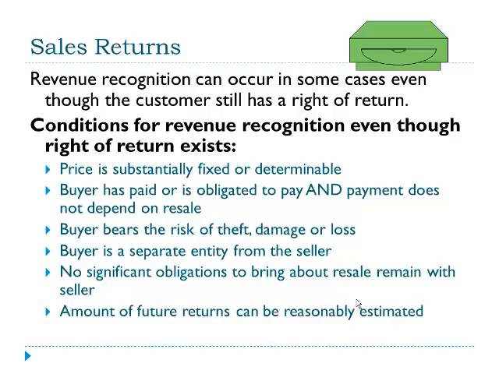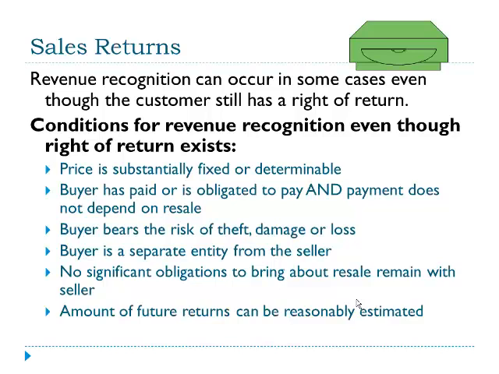The conditions for revenue recognition to exist, even though there's a right of return, are the following. The price is substantially fixed or determinable. That is, we need to know exactly what the price is in order to measure this revenue. The buyer has paid or is obligated to pay, and payment does not depend on resale. So here we have a final customer who has purchased these goods, and either we've received cash already or we've got a bona fide accounts receivable.